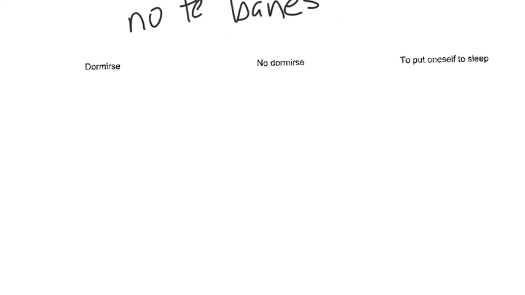So if we take another verb, for example, the verb dormirse, for example. Dormirse means to put oneself to sleep. The steps for both forming the negative and affirmative are going to be the same.